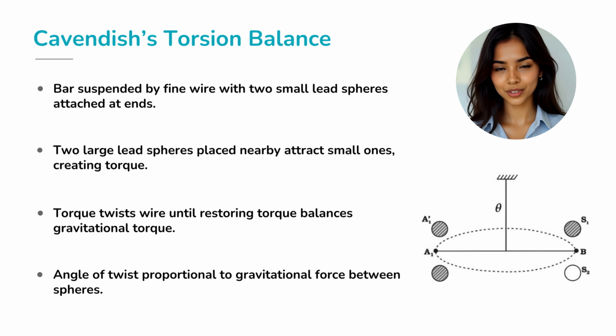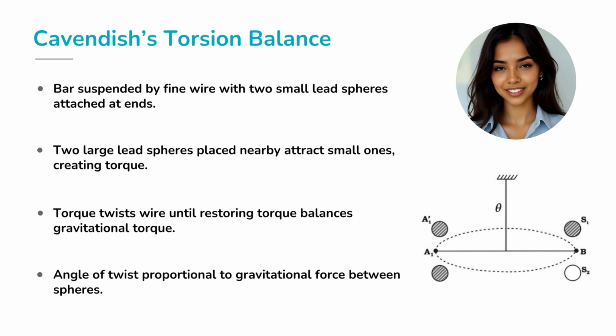Imagine a light horizontal bar suspended by a thin wire. At the ends of the bar, two small lead spheres are attached. Now bring two massive lead spheres close to these smaller ones. The big spheres attract the small ones gravitationally, ever so slightly.